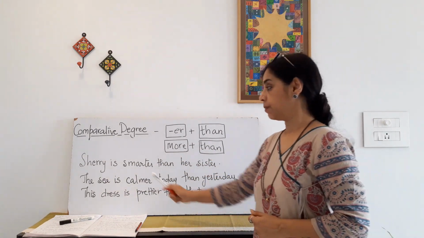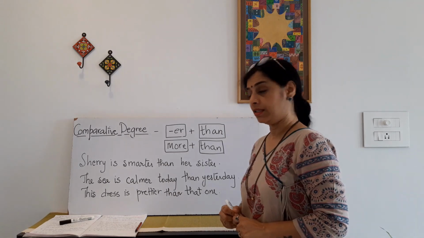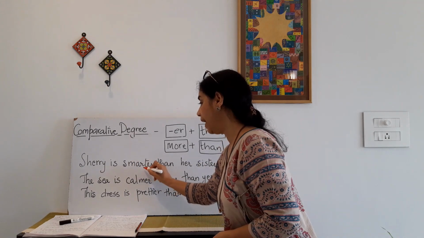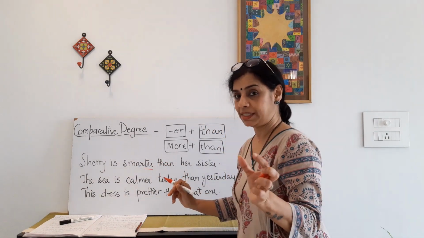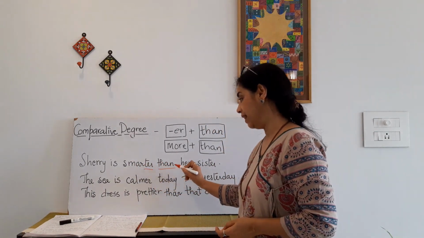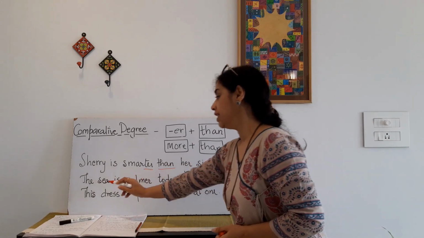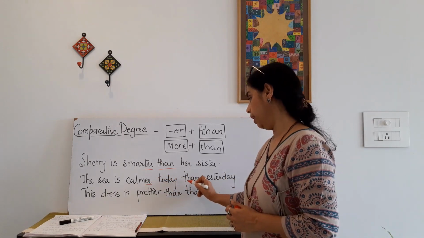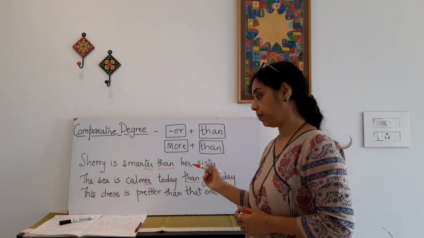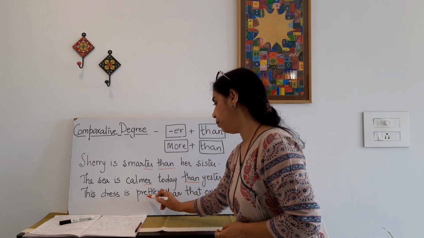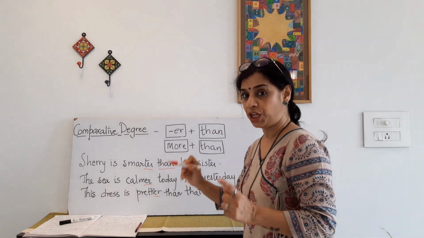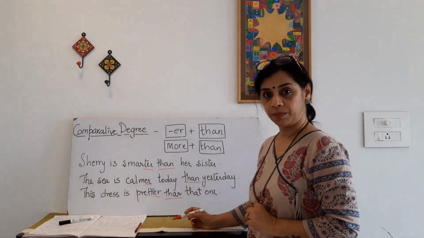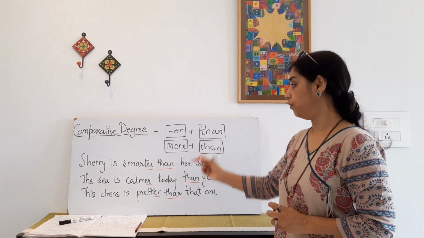Take these examples. Sherry is smarter than her sister. So when we compare, you add ER, smart is the basic word, smarter than her sister. The sea is calmer, calm plus ER, calmer today than yesterday. This dress is prettier, pretty, Y changes to IER. So prettier than that one. Now this is one way of doing it.